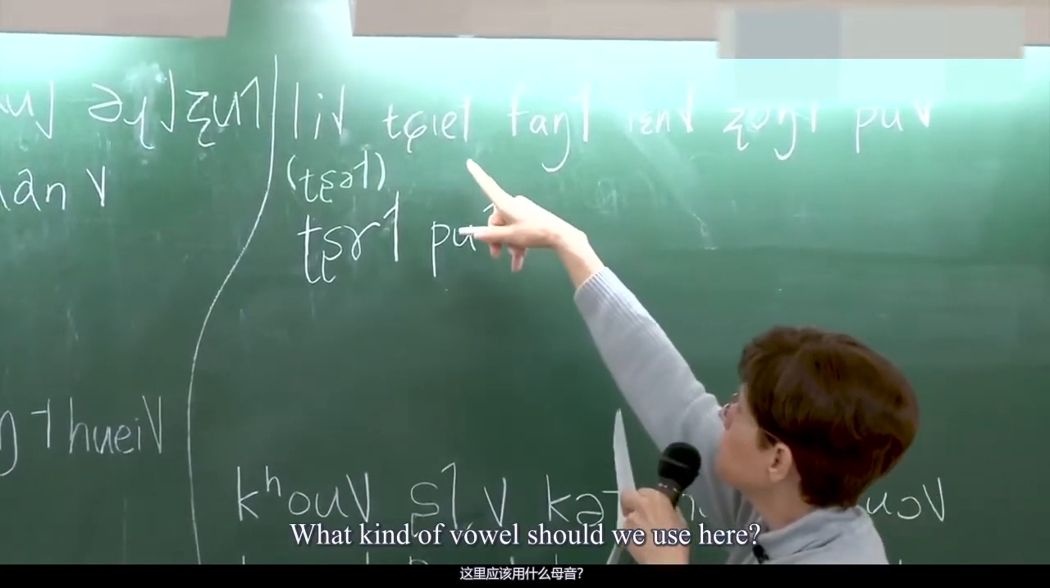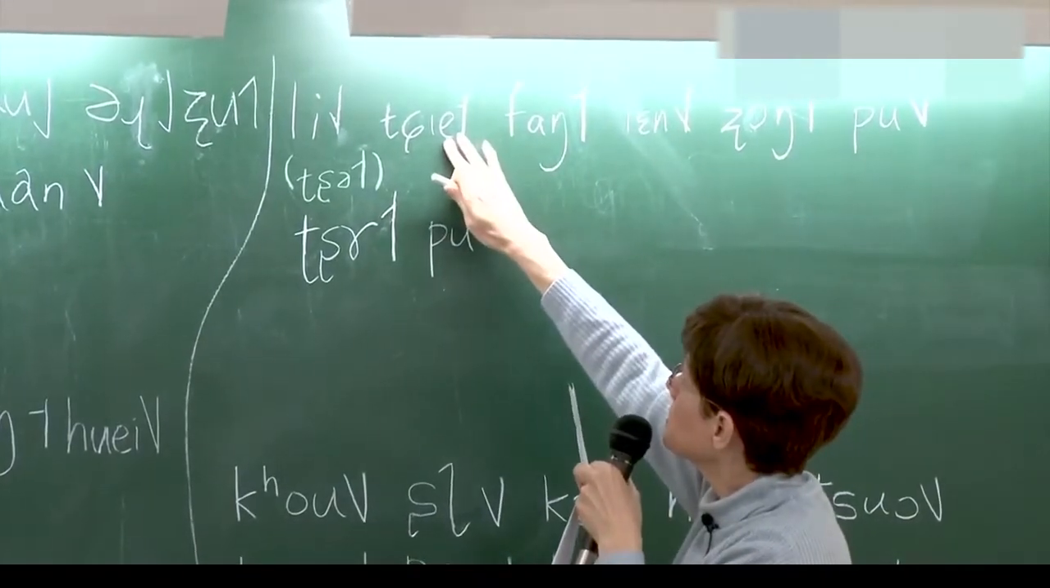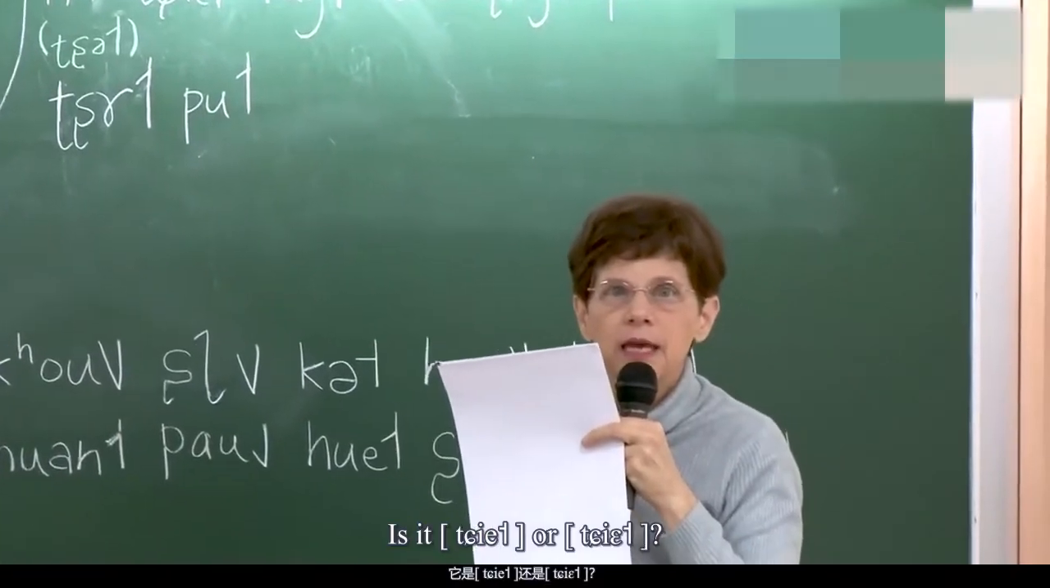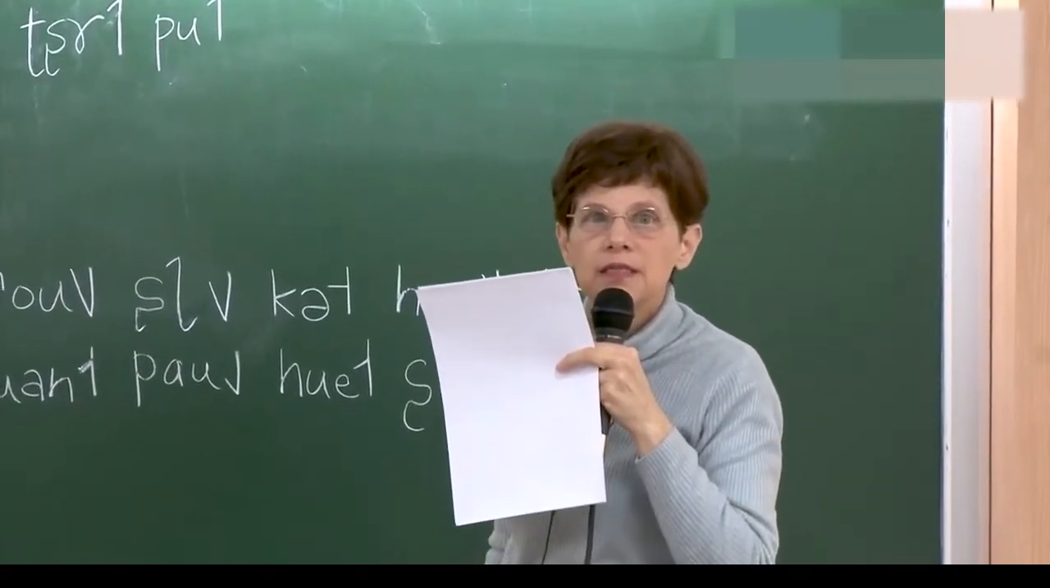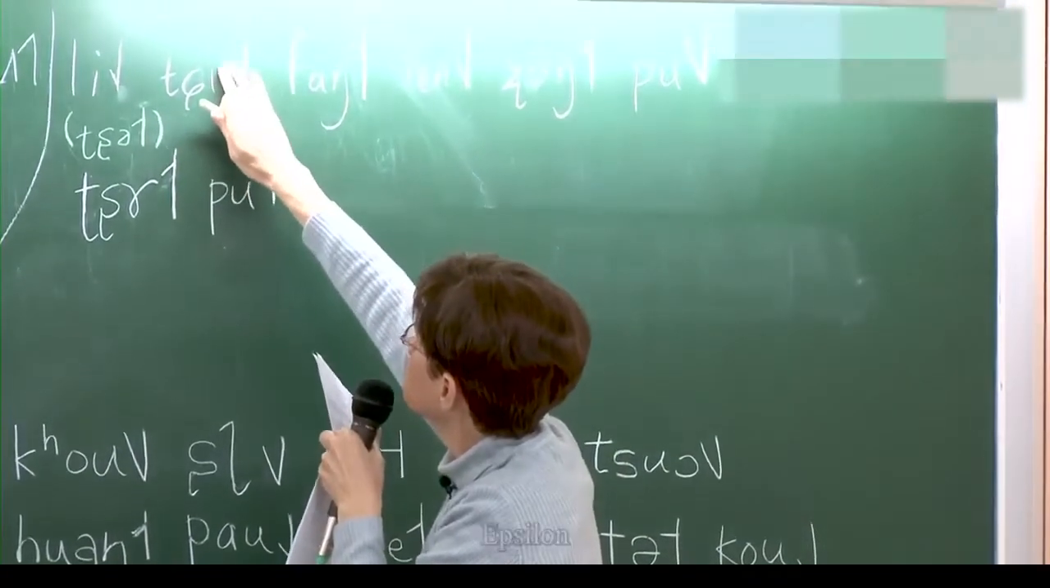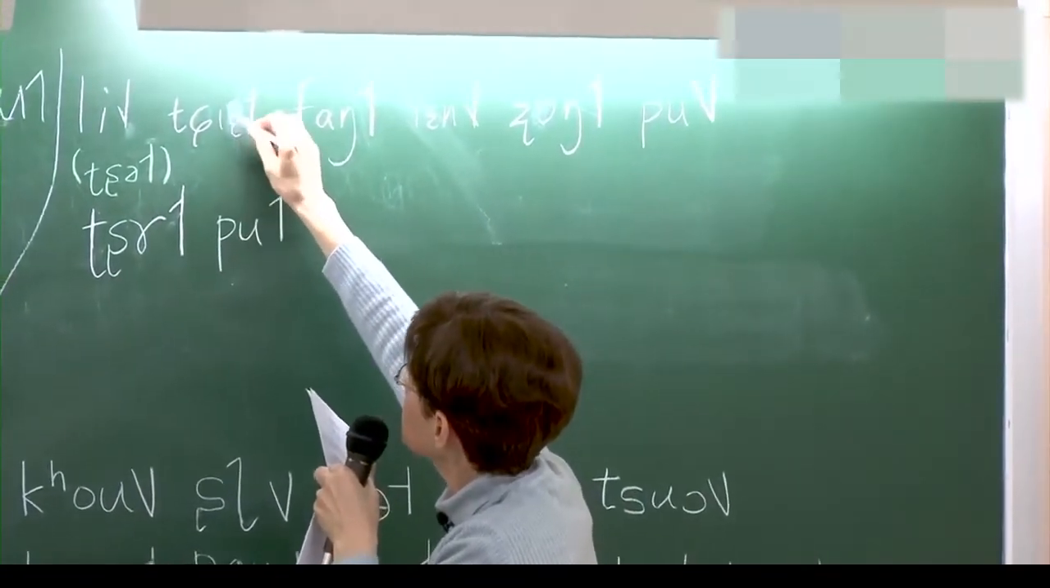接. What kind of vowel should we use here? This would be 接, 接, a. Is it 接 or 接? 第二个, right? Therefore, we should use epsilon. Okay?